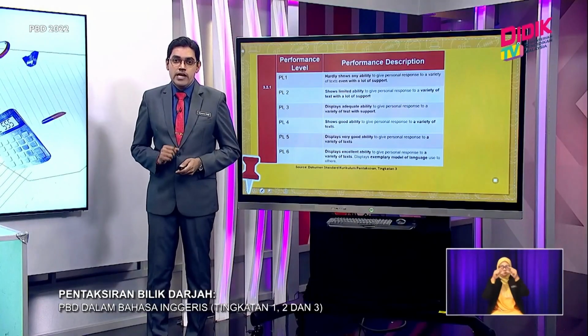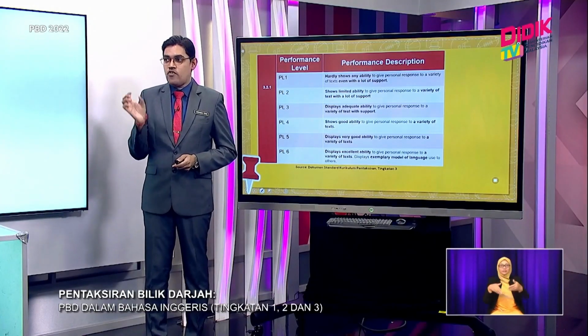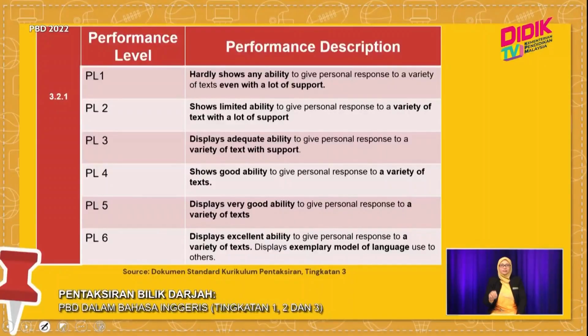If we look at the highlighted words here, for example, we have "hardly shows any ability" for performance level 1. From the entire video, from video 1 until video 5, in the examples that we have seen, there's no one with proficiency level 1. In this lesson, most of the students are at proficiency level 4, 5, and 6, where they show good ability to a variety of tasks, and then display very good ability to give personal response, and excellent ability to give personal response to a variety of tasks.